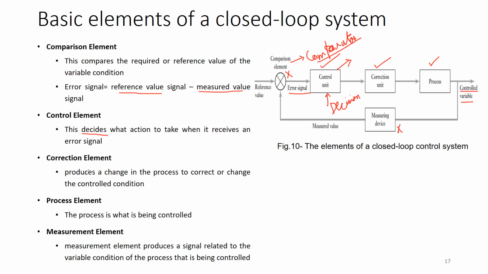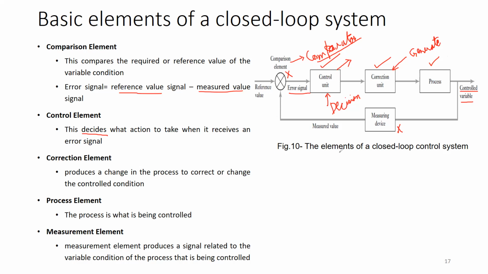Then the correction element produces a change in the process to correct or change the controlled condition. This will produce a signal for the process, for how much value. So this will give you a digital form value. Here it will take a decision and generate a value, which will be sent to the process. So the process will be controlled finally.